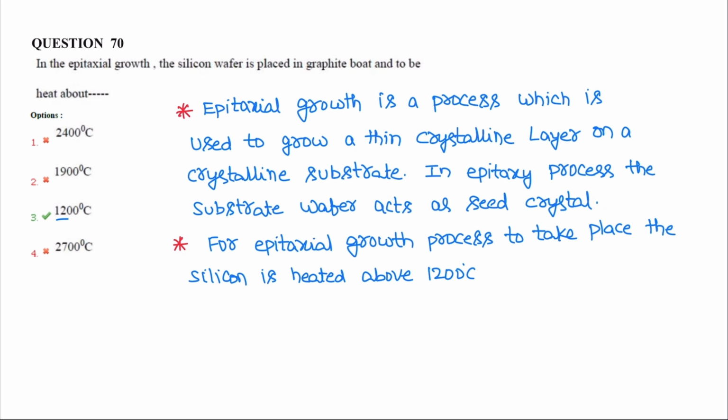Next question. In epitaxial growth, silicon wafer is placed in a graphite board and heated to a temperature of more than 1200 degree centigrade. So for crystal growth process to take place, the silicon is heated above 1200 degree centigrade. This epitaxial growth is a process which is used to grow a thin crystalline layer on a crystal substrate. In epitaxy process, substrate wafer acts as a seed crystal.